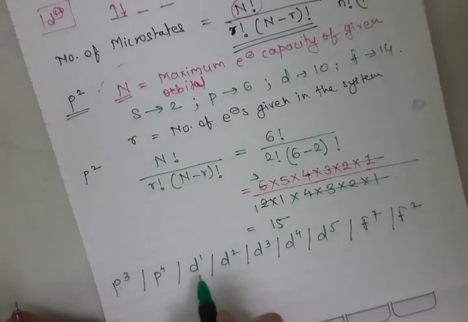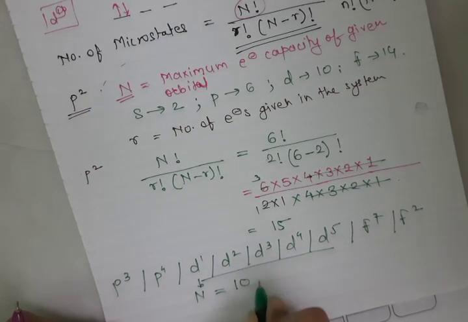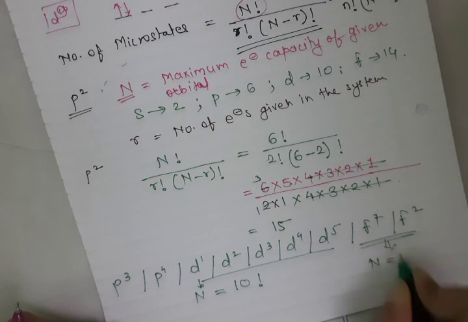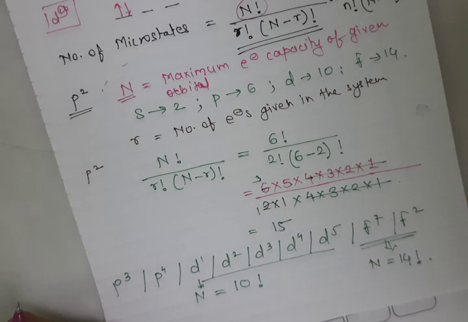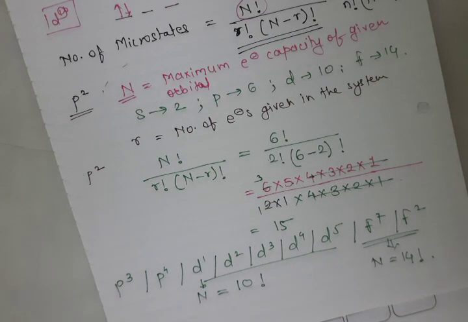For d orbital, the value of n will become 10 factorial. And for f orbital, the value of n will become 14 factorial. So you have to just do it in this way.